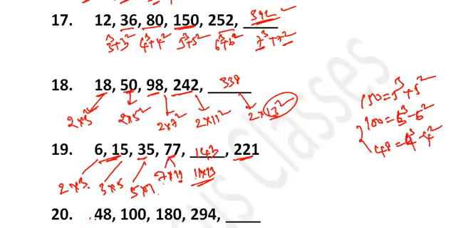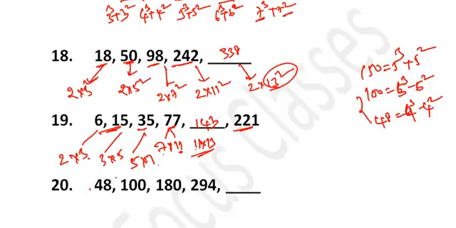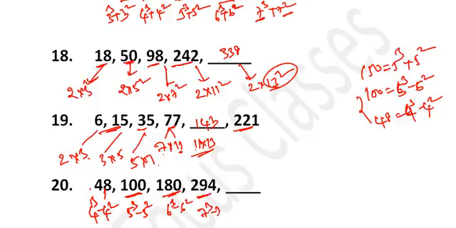So this problem is given like this, friends. So this problem is about 4 cube minus 4 square. 48 is nothing but 4 cube minus 4 square, and 100 is nothing but 5 cube minus 5 square, and 180 is nothing but 6 cube minus 6 square, and 294 is nothing but 7 cube minus 7 square. Then obviously the next answer would be 8 cube minus 8 square, that is nothing but 512 minus 64. So this answer is 448. So you will be getting the answer as 448.